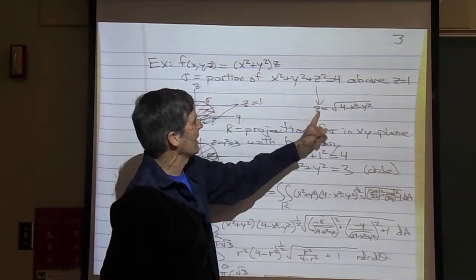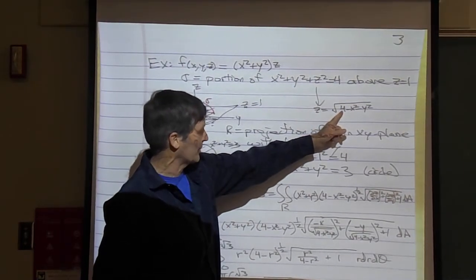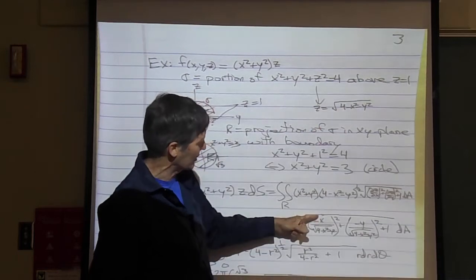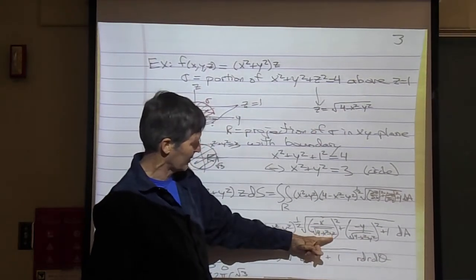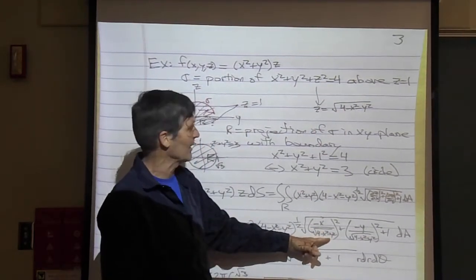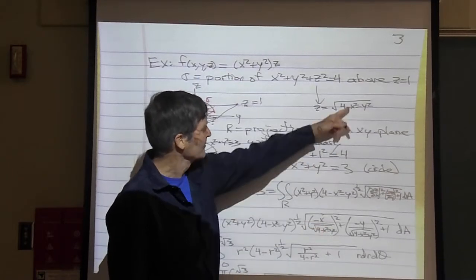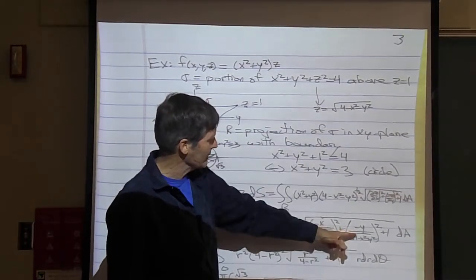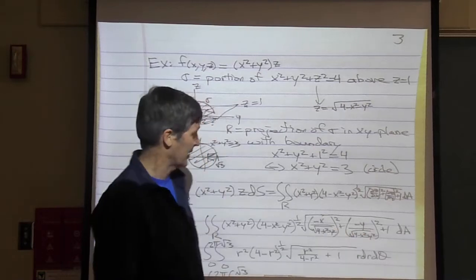I solve this for z, and I get z equals this square root, and if I take the partial derivative with respect to x, I get this: minus x over the square root of 4 minus x squared minus y squared. You can do that on the calculator too, but you should do this one by hand. dz/dy is similar: minus y over the square root of 4 minus x squared minus y squared.